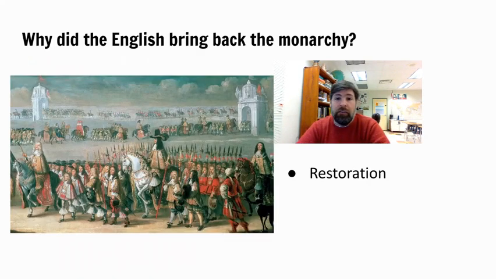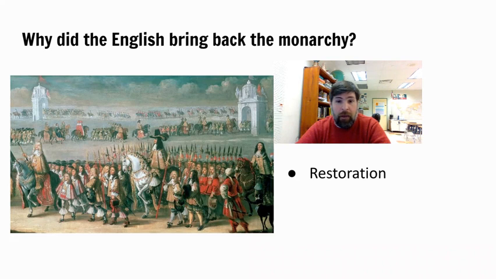He dies of natural causes. And when he dies, the people of England are like, you know what I miss? Having a king. And so they brought back Charles I's family. They brought back his son Charles II and made him the king. And then after Charles II died, his brother James II became king. This is called the Restoration because they're restoring the monarchy. They're bringing the monarchy back.